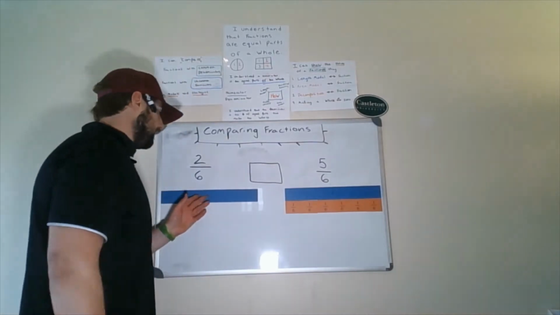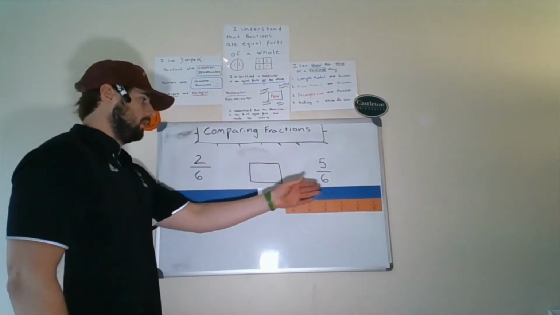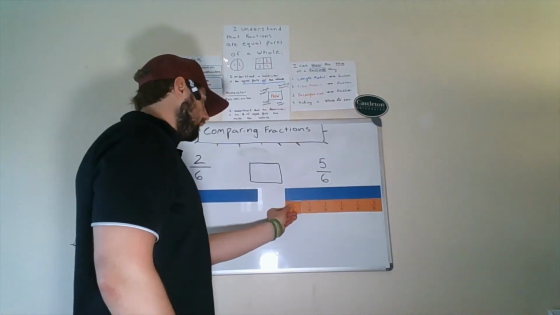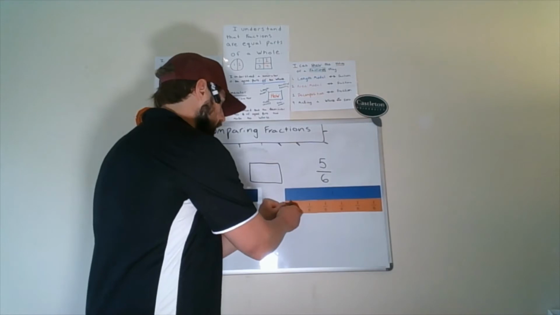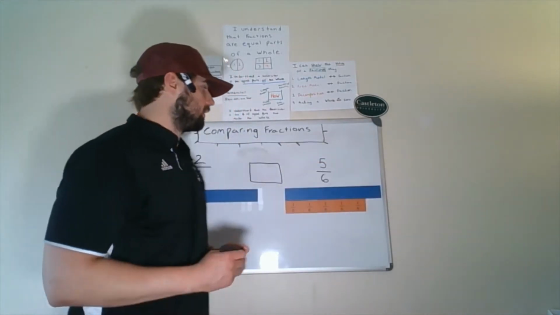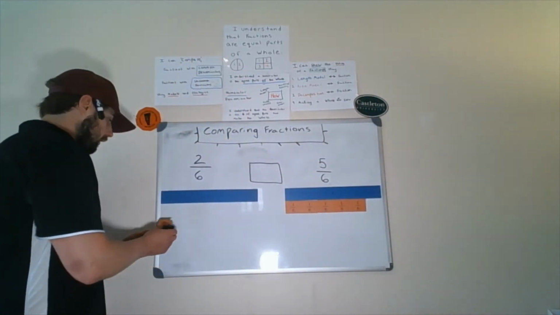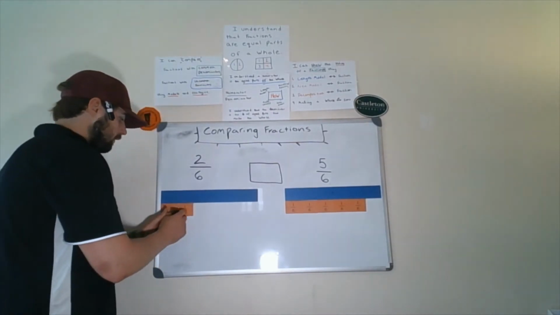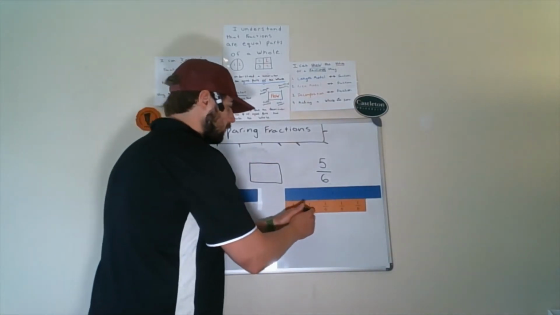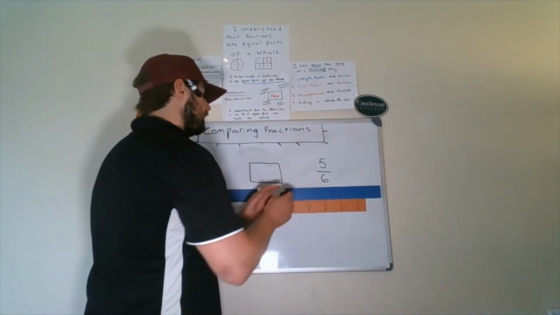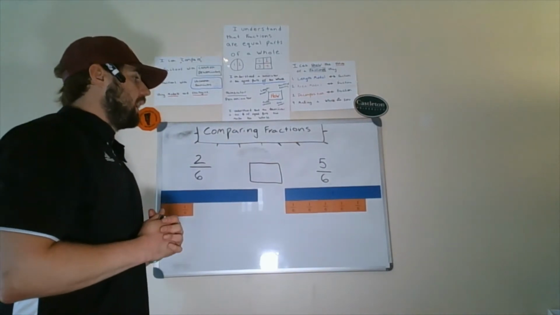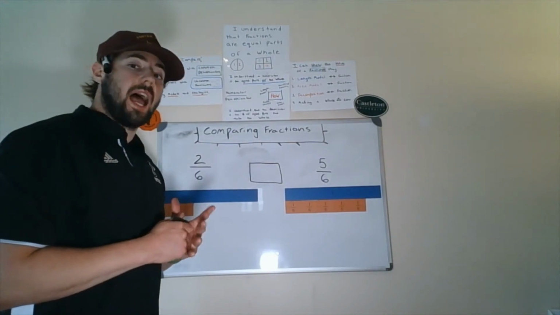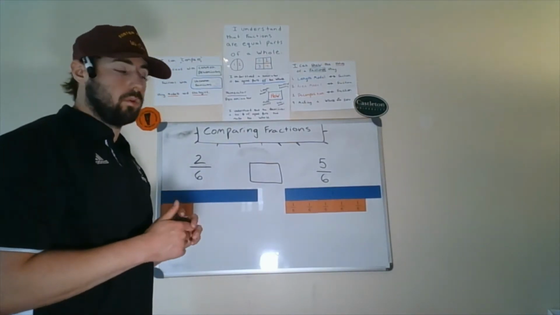We are assuming that these two wholes are the same. This whole and this whole are the same. We're working with equal parts of the sixths. So, I have 5/6, and I'm comparing it to 2/6. 1, 2. 2/6. 1, 2, 3, 4, 5. 5/6. So, is 2/6 greater than, less than, or equal to 5/6?